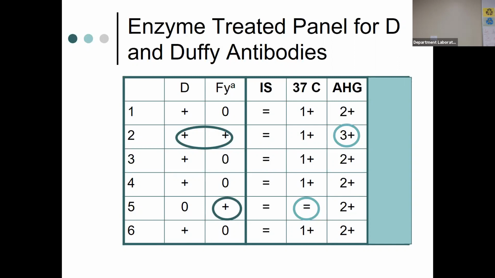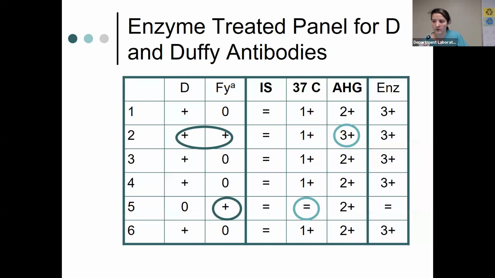So what's a good treatment we could do? We could try to do enzyme, right? And notice after enzyme, our reactions got much stronger. And notice where our reactions got much stronger, they're all positive for D. All right, so panel cell 1, 2, 3, 4, and 6.